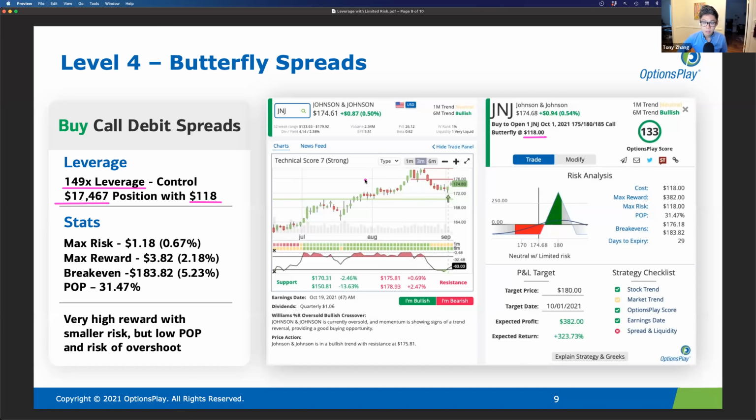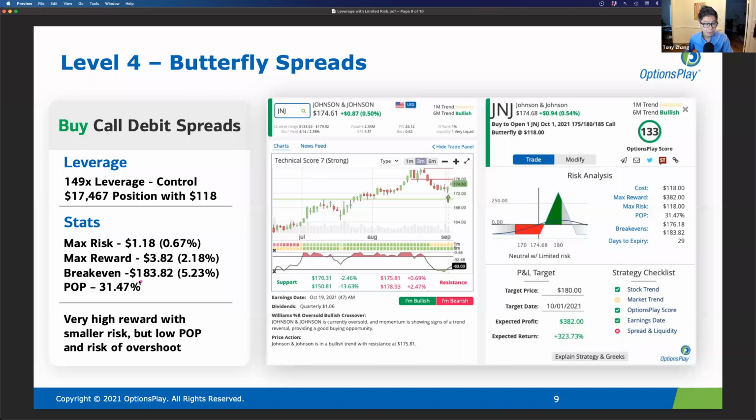And this is the type of strategy that we do see traded a lot in things like Amazon and Tesla, where people may not even have the premium to buy a single contract of the options. They trade some of these butterflies that have very low premiums from a percentage perspective, because here, as you can see, I'm only risking 0.67% of the stock's value. I have a max reward of 2.18%, and the risk to reward ratio is very high, right? I'm risking 118 to make 382. That's over a 3-to-1 risk to reward ratio on a butterfly like this.